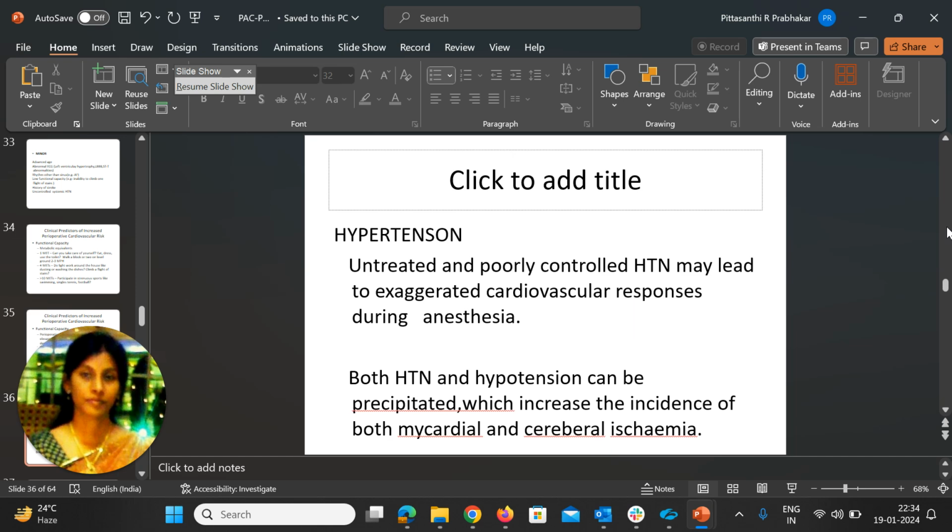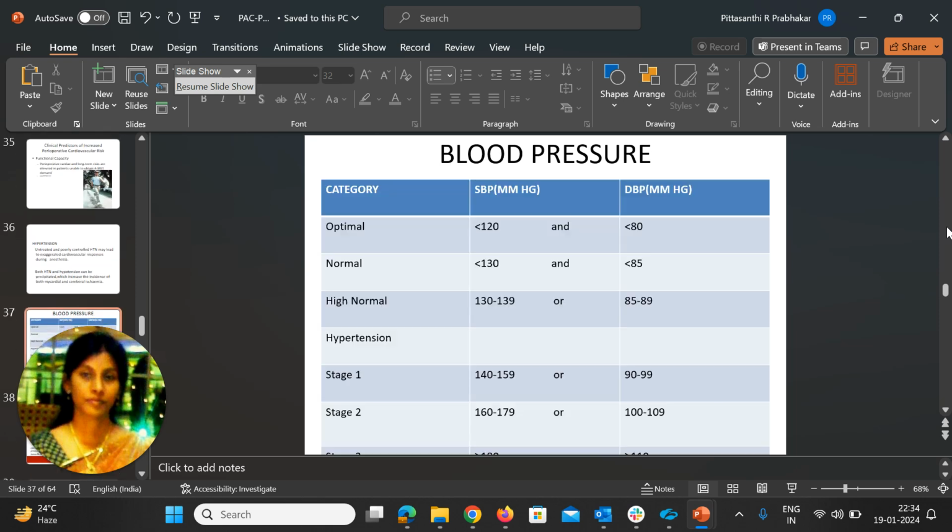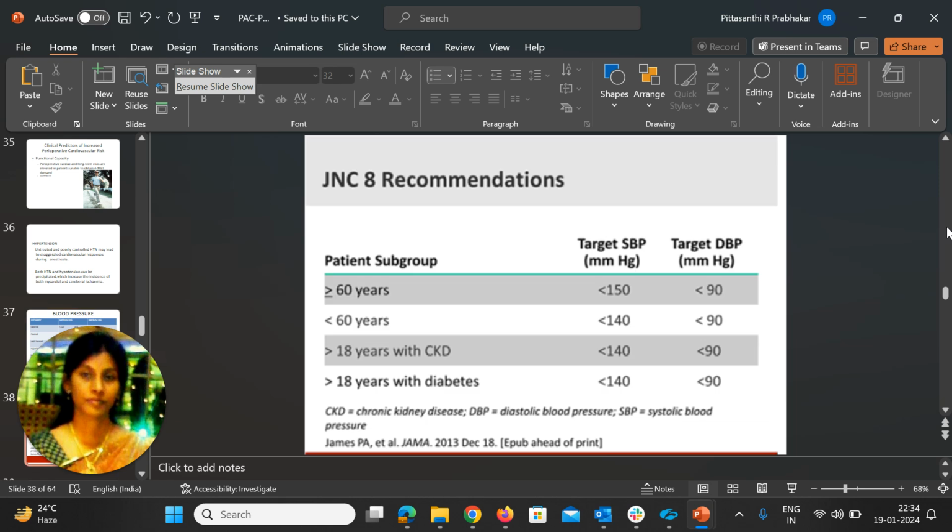Hypertension. If untreated and poorly controlled, hypertension may lead to exaggerated cardiovascular responses during anesthesia. So both hypertension and hypotension can be precipitated, which increases the incidence of both myocardial and cerebral ischemia. Blood pressures: optimal is systolic less than 120 and diastolic less than 80. Normal is 130 by 85. High is between 130 to 139 by 85 to 89. Hypertension stage 1 is 140 to 159 by 90 to 99. Stage 2 is 160 to 179 by 100 to 109.